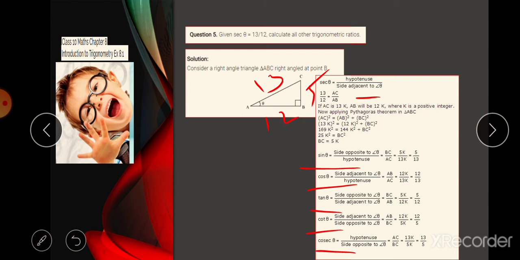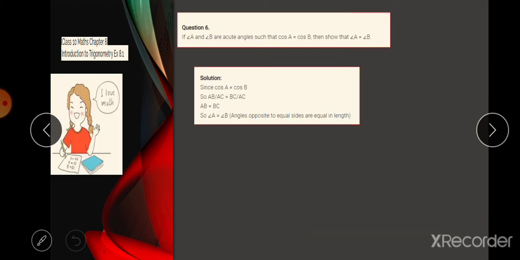Sine means opposite by hypotenuse, 5 by 13, and cos is 12 by 13. The reciprocal of sine is cosecant, which is 13 by 5, and the reciprocal of cos is secant, which is already given. Tan is 5 by 12, opposite by adjacent, and adjacent by opposite is cot.